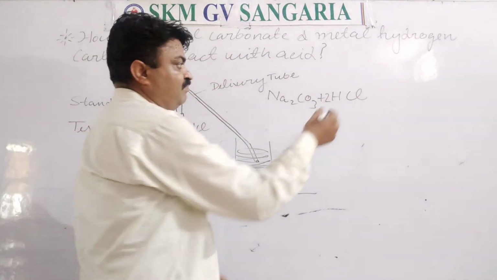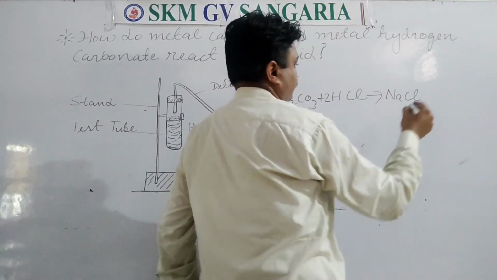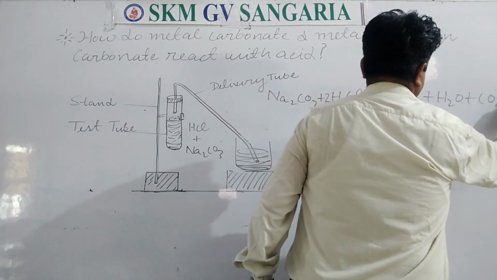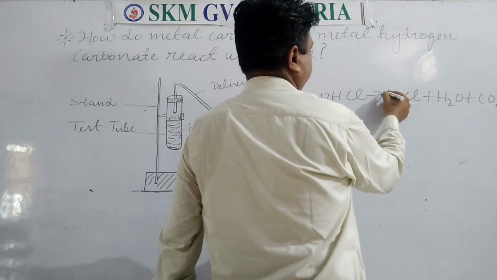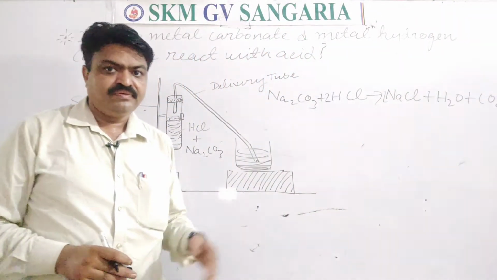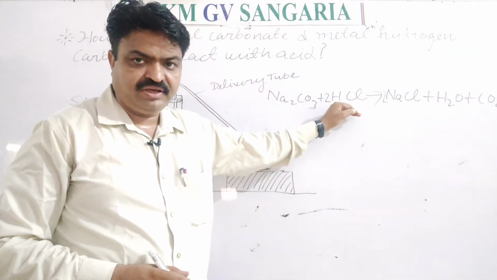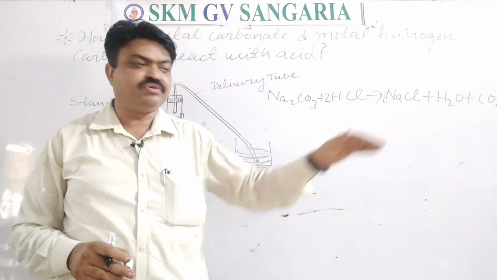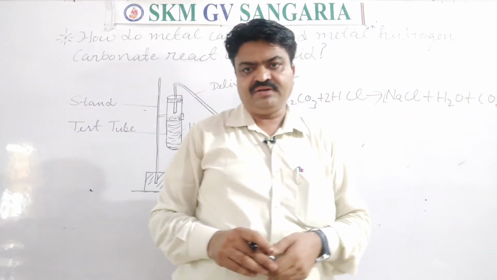And what will it form? It will form NaCl, H2O plus CO2, carbon dioxide. Now you can balance it, 2NaCl. This means when a metal carbonate reacts with hydrochloric acid, what do they produce? They produce salt, which means sodium chloride, water and carbon dioxide.